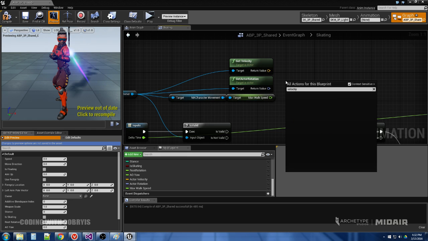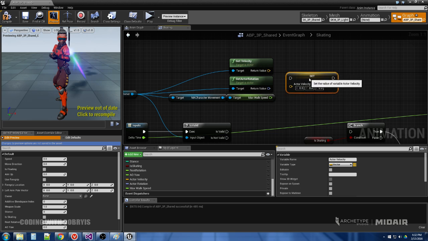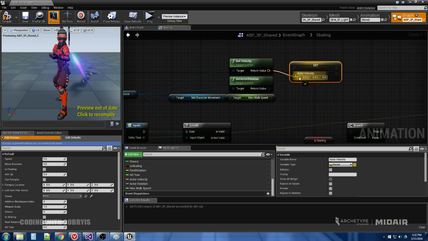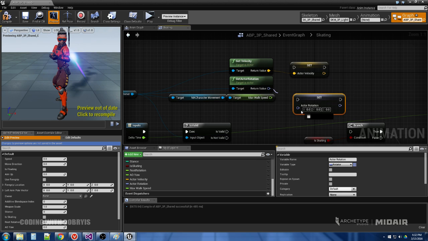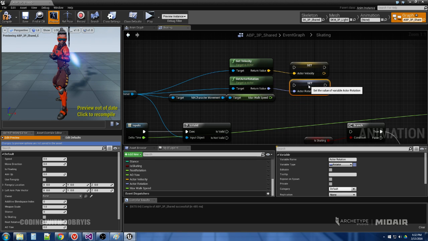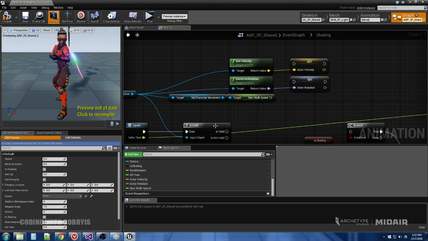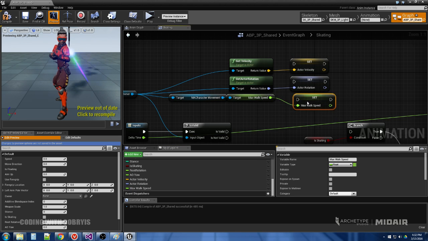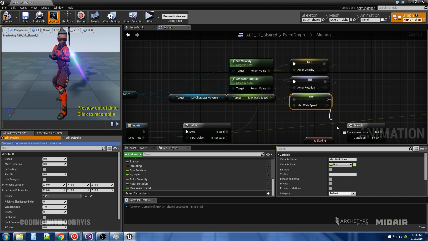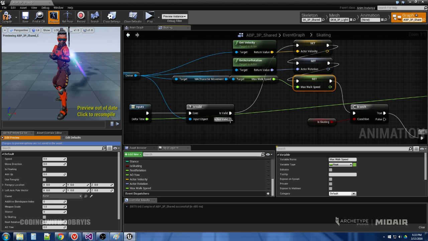Velocity. Can't spell. Set the actor's velocity. We're going to set the actor rotation. These are just local variables to the animation that we're going to use. Alright, and if we don't have it, we'll go straight through.